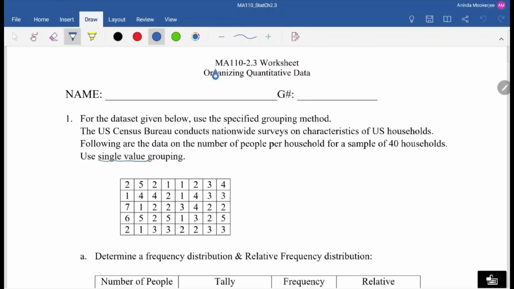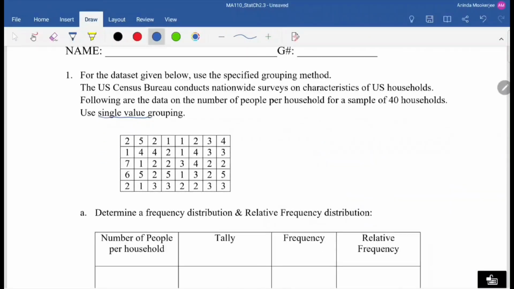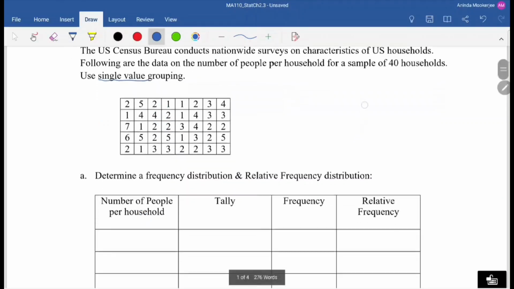That means that the difference between the lowest value and the highest value in the data set is limited. So here the lowest value is a 1 and the highest value is a 7. So that's a narrow limit. So we can go ahead and use the single value grouping to create the frequency table.